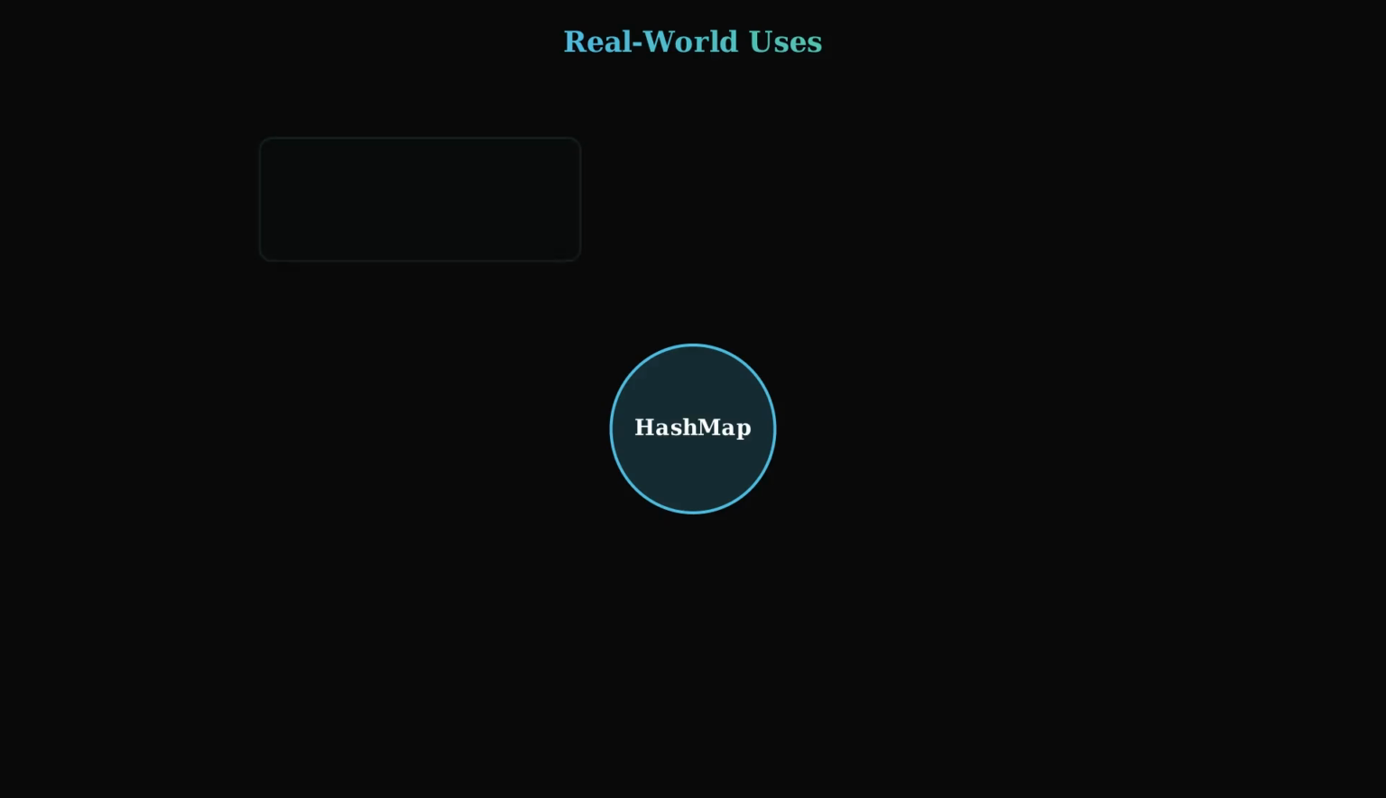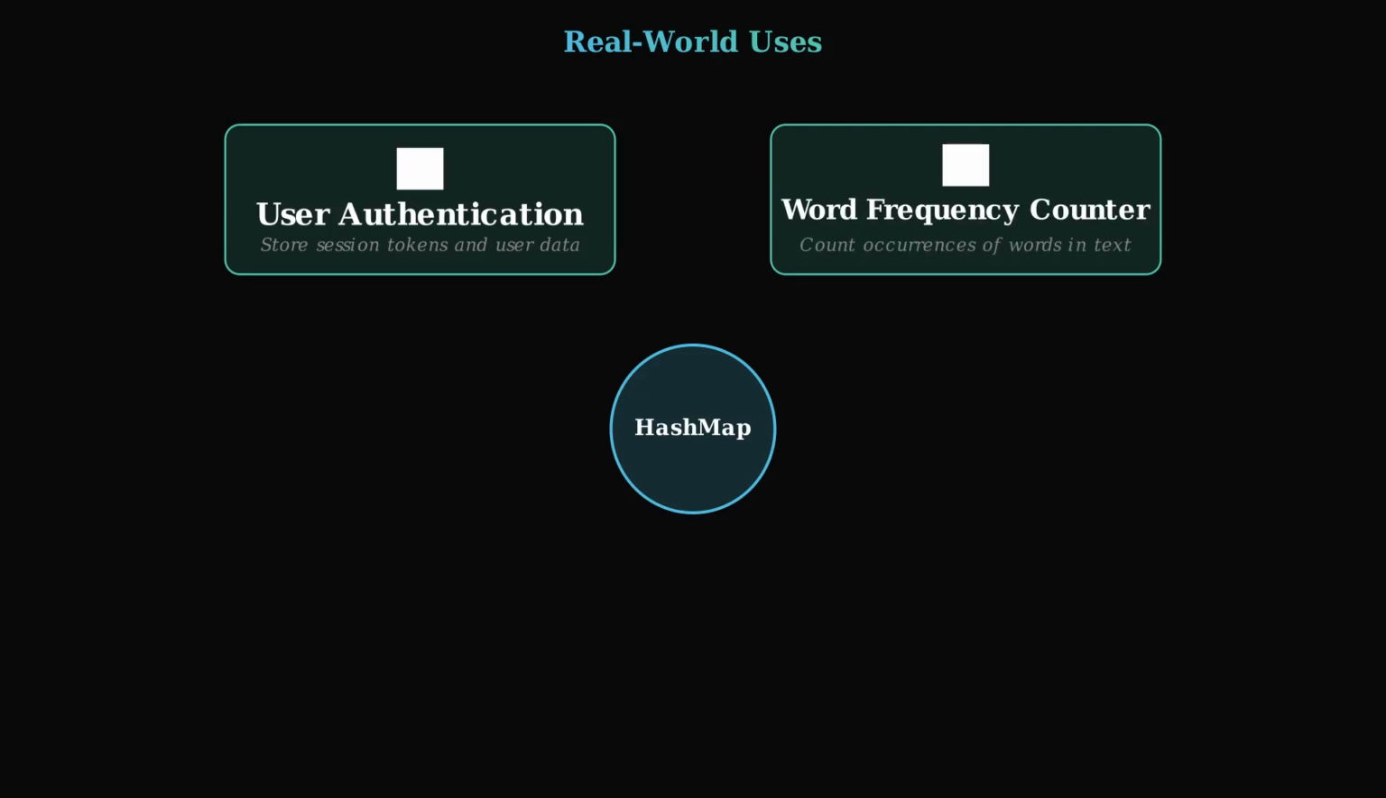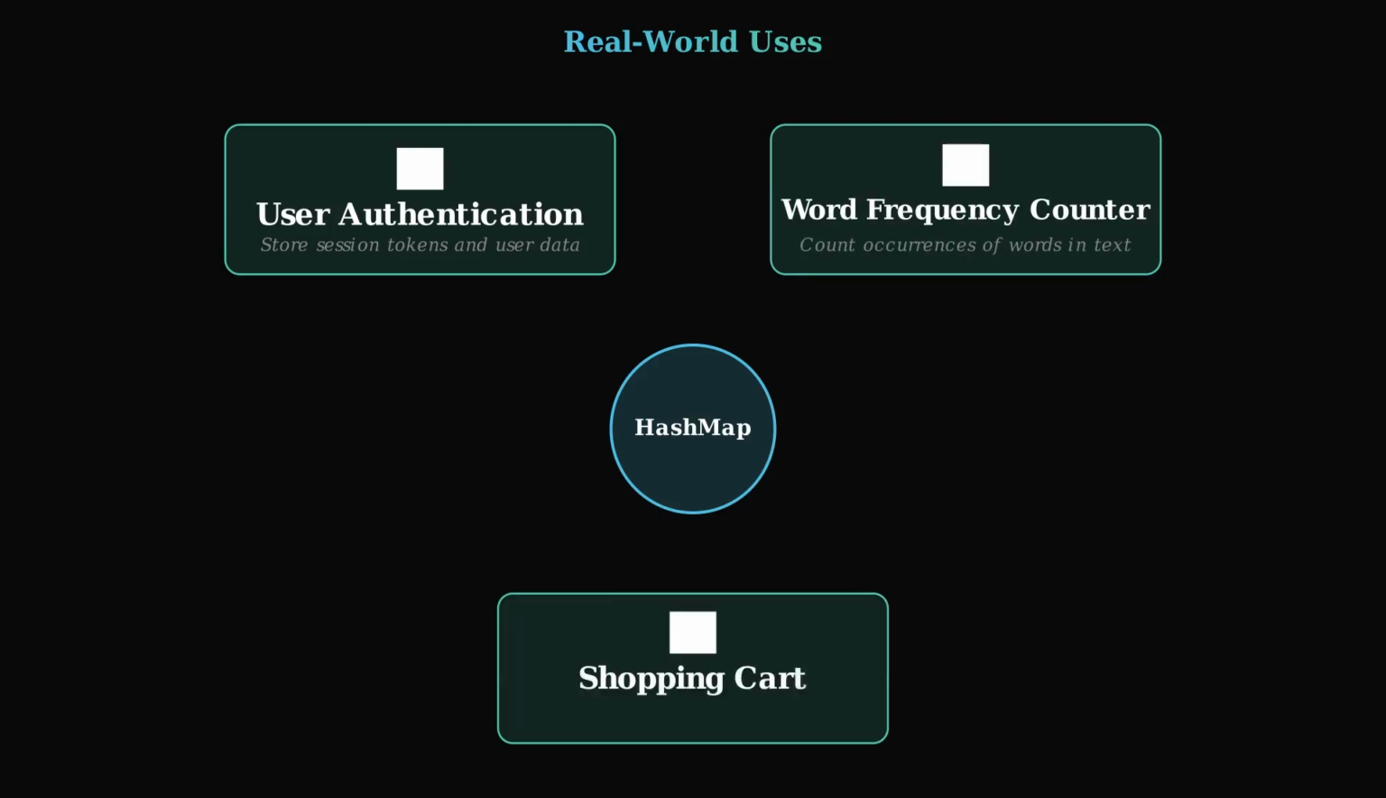How is HashMap used in the real world? User authentication: store session tokens and user data. Word frequency counter: count occurrences of words in text. Shopping cart: track items and quantities efficiently. HashMap powers all these applications. Let's see the problem it solves.